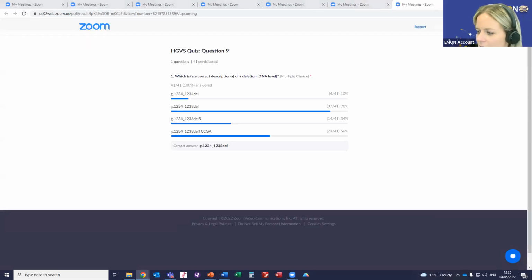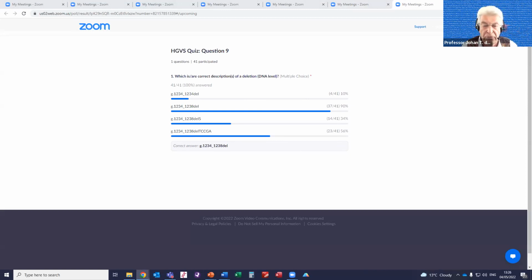Here are the results. This is again based on things I see a lot in publications. The only correct answer is answer 2. From 1234_1238, there is a deletion. The first one is wrong. It often comes from VCF files, I assume, where they say there is a deletion from position 1234 to position 1234. That's not used in HGVS. Then you say 1234 is deleted.